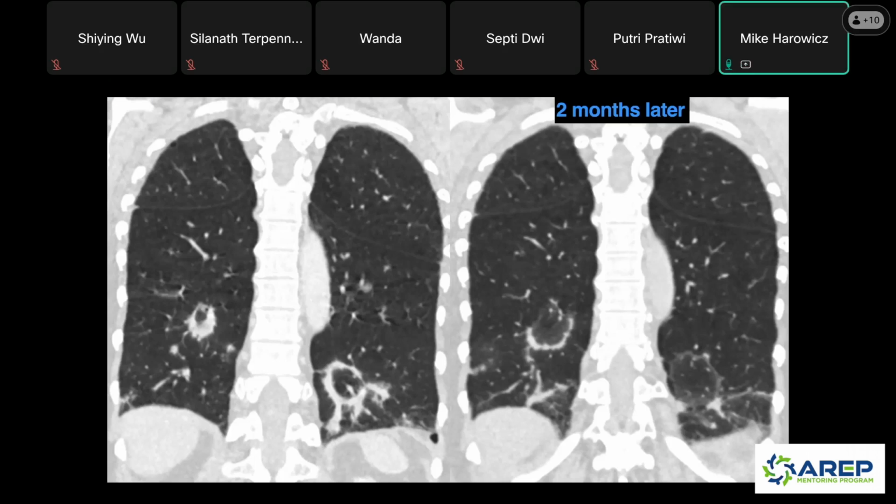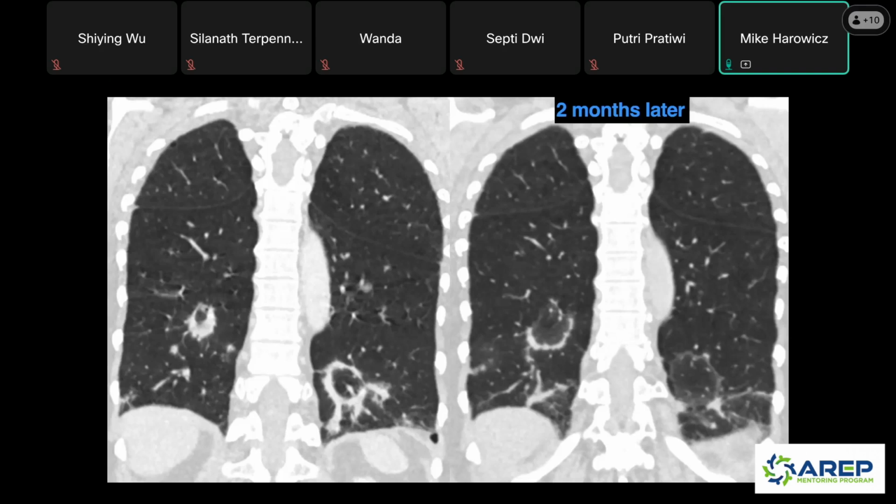So there are these opacities here, right? But they look really weird, right? We've all seen consolidations. We've seen ground glass opacities. These are kind of a little bit of both and a little bit funny looking, right? So let's focus on this one down here, right? It's peripherally very dense, right? Peripherally, it looks like a consolidation. Centrally, it kind of looks like normal lung, right? I'm not really seeing any opacification there. And you have the same thing going on here in the right lower lobe.